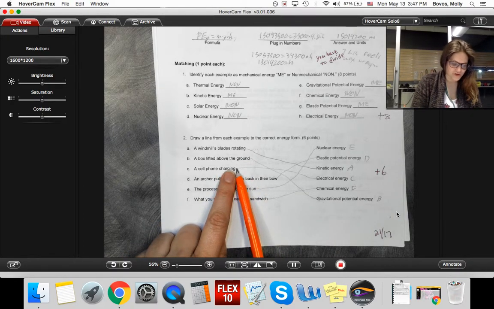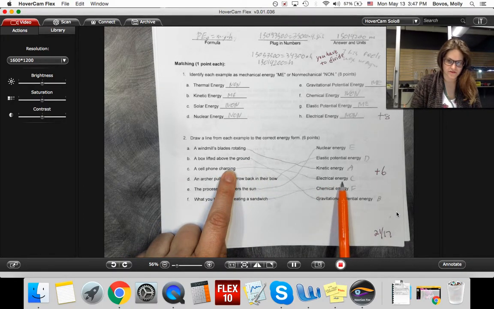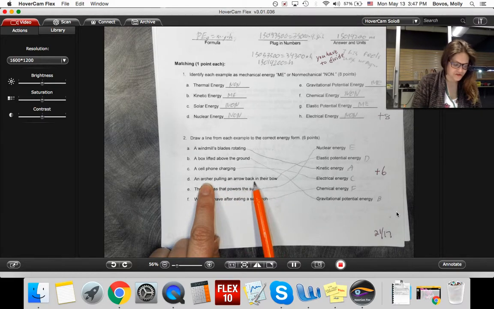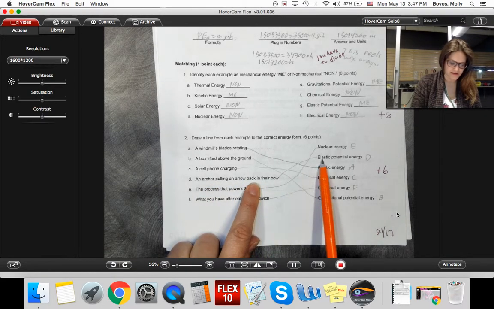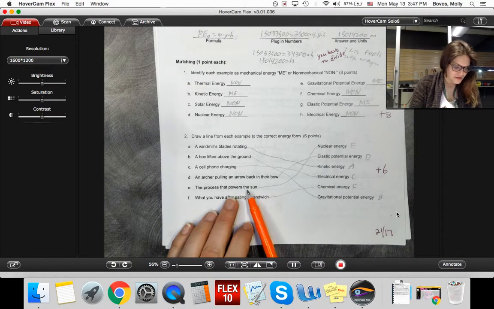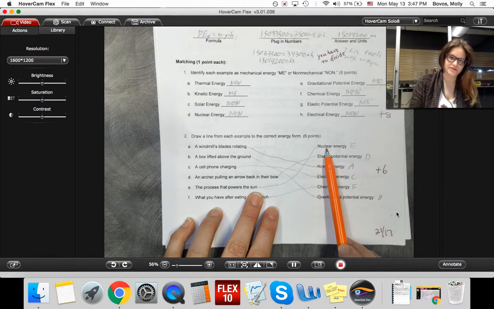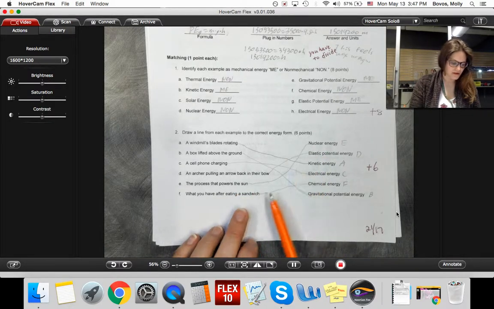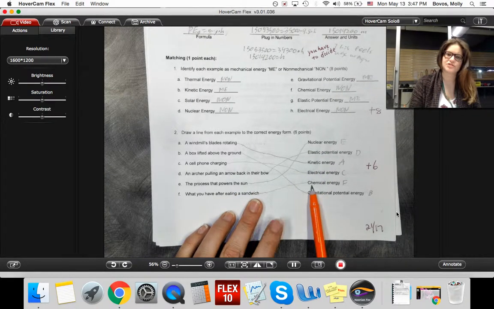A cell phone charging, that's electricity, electrical energy. An archer pulling an arrow back, that is elastic potential energy, the stretching. The process that powers the sun is nuclear energy. And then what you have after eating a sandwich is chemical energy.